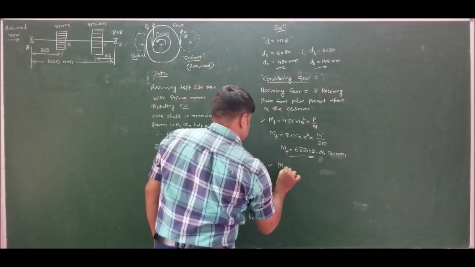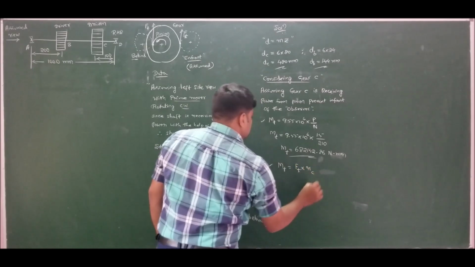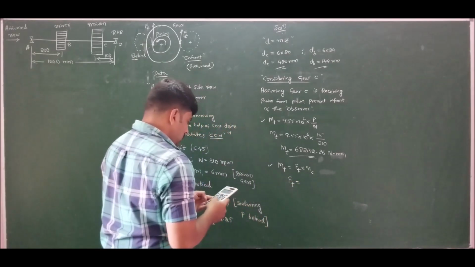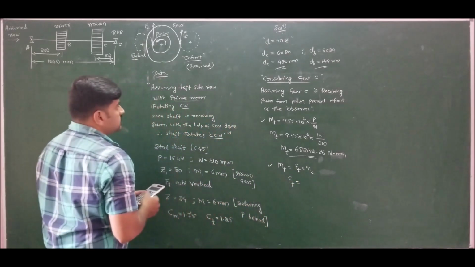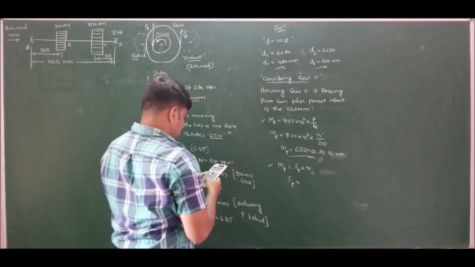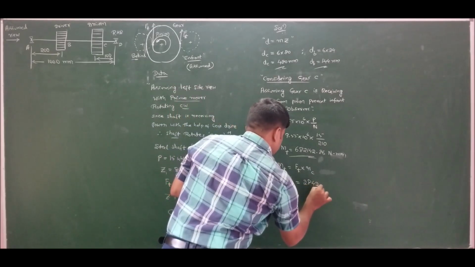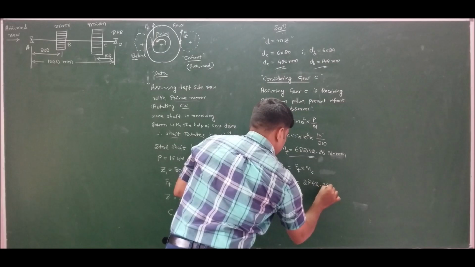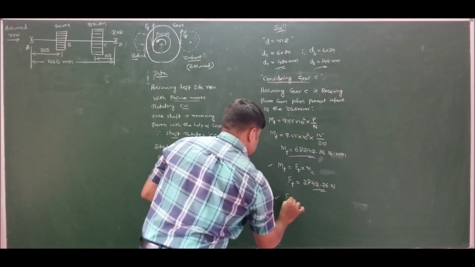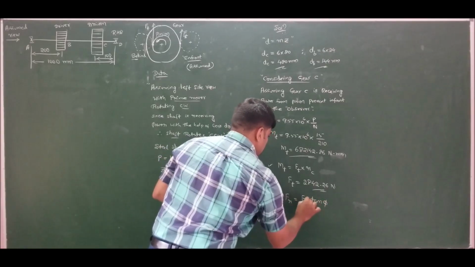equation, that is Mt is equal to Ft into radius of gear C, we will get Ft as Mt divided by radius of gear C is 480 by 2, which is 240, which is equal to 2842.26 newtons. Now use the third equation, that is Fr is equal to Ft tan phi.